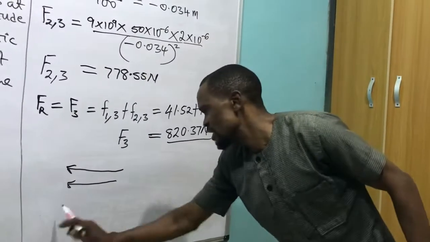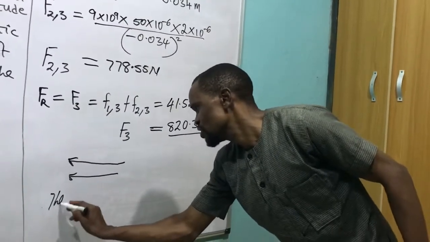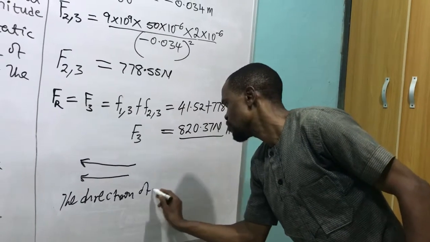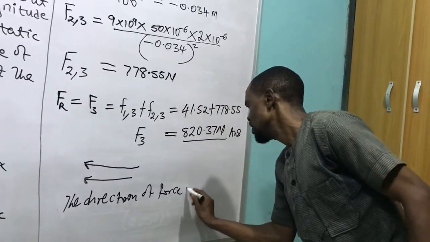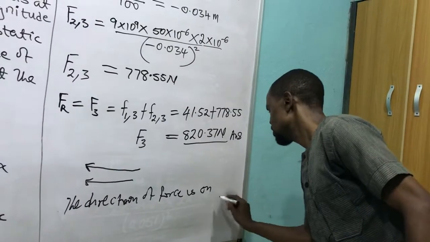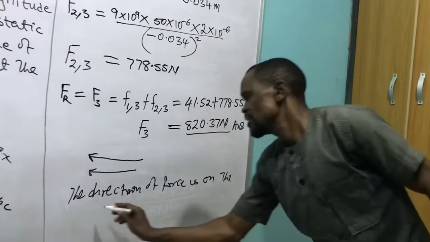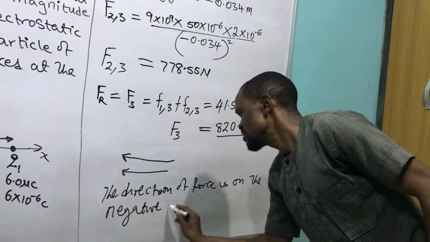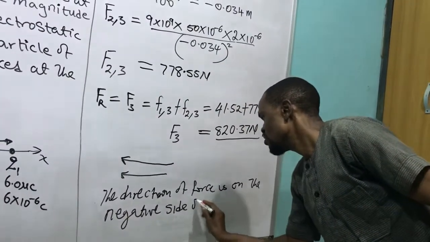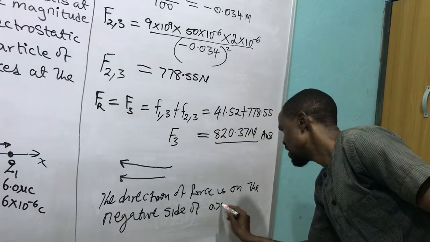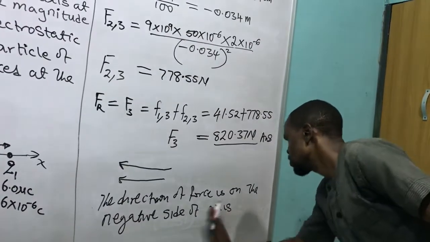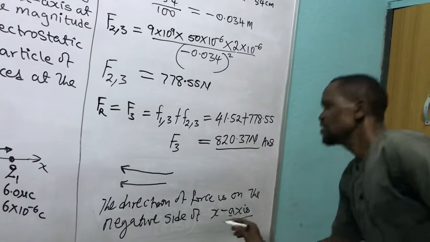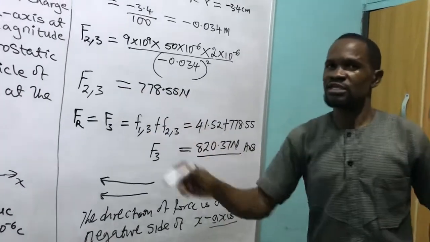So what we will now say, the direction of force is on the negative side of the x-axis. Look at where they're pushing, on the negative side of the axis.